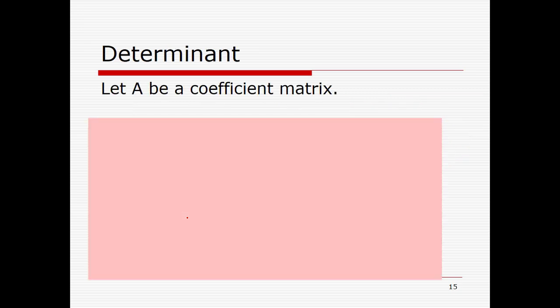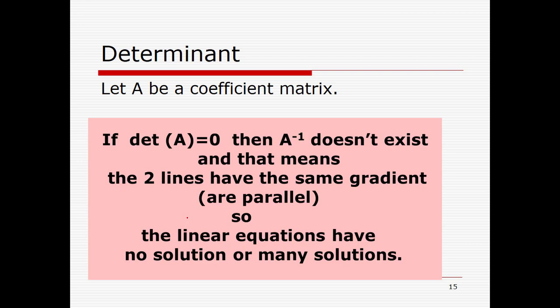So we can conclude, if the determinant of a matrix is 0, then the inverse matrix does not exist, and that means that the two lines have the same gradient. They're parallel or they're exactly the same.